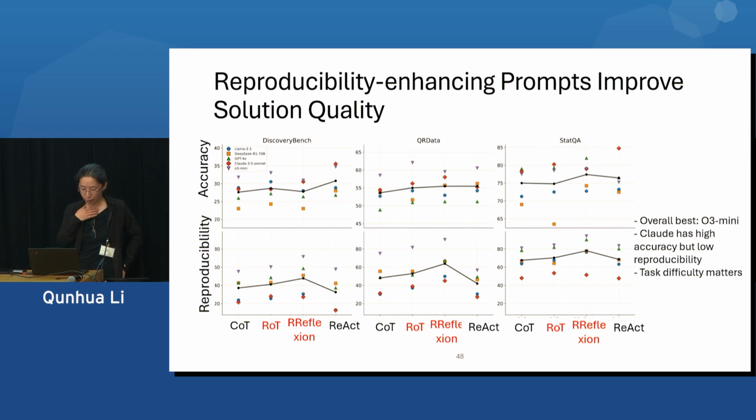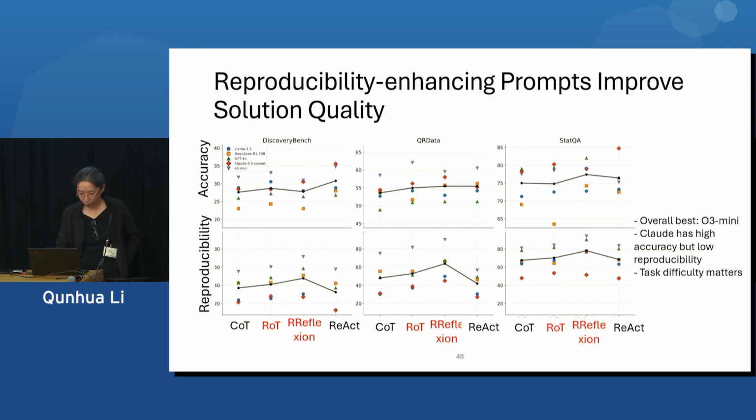Okay, and I guess some of you are interested to know which LLMs are the best. So in our test, the O3 mini is the best, but it has better reasoning than the other models. So that's not surprising. It's more reproducible and more accurate. And interestingly, Claude has a high accuracy, but the reproducibility is relatively low.